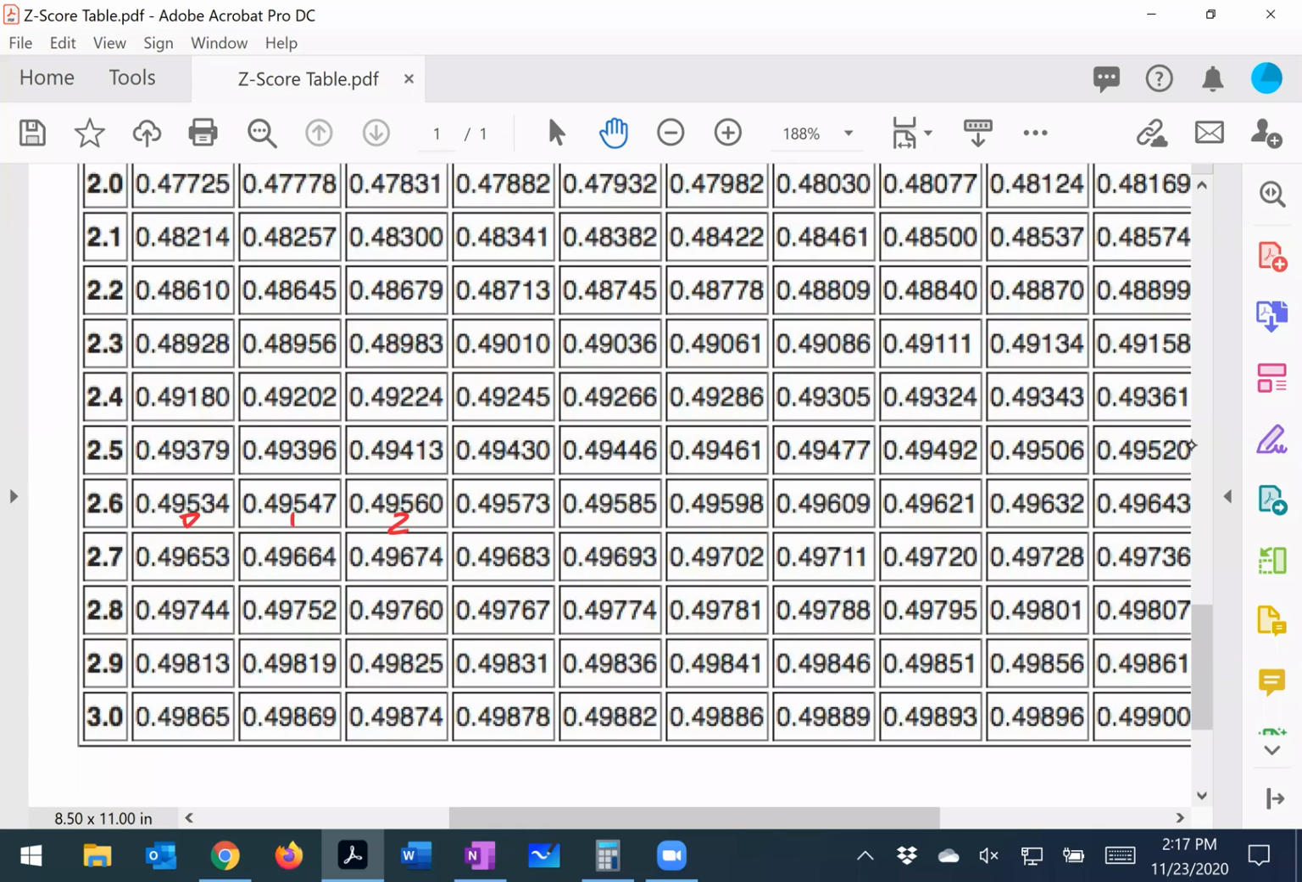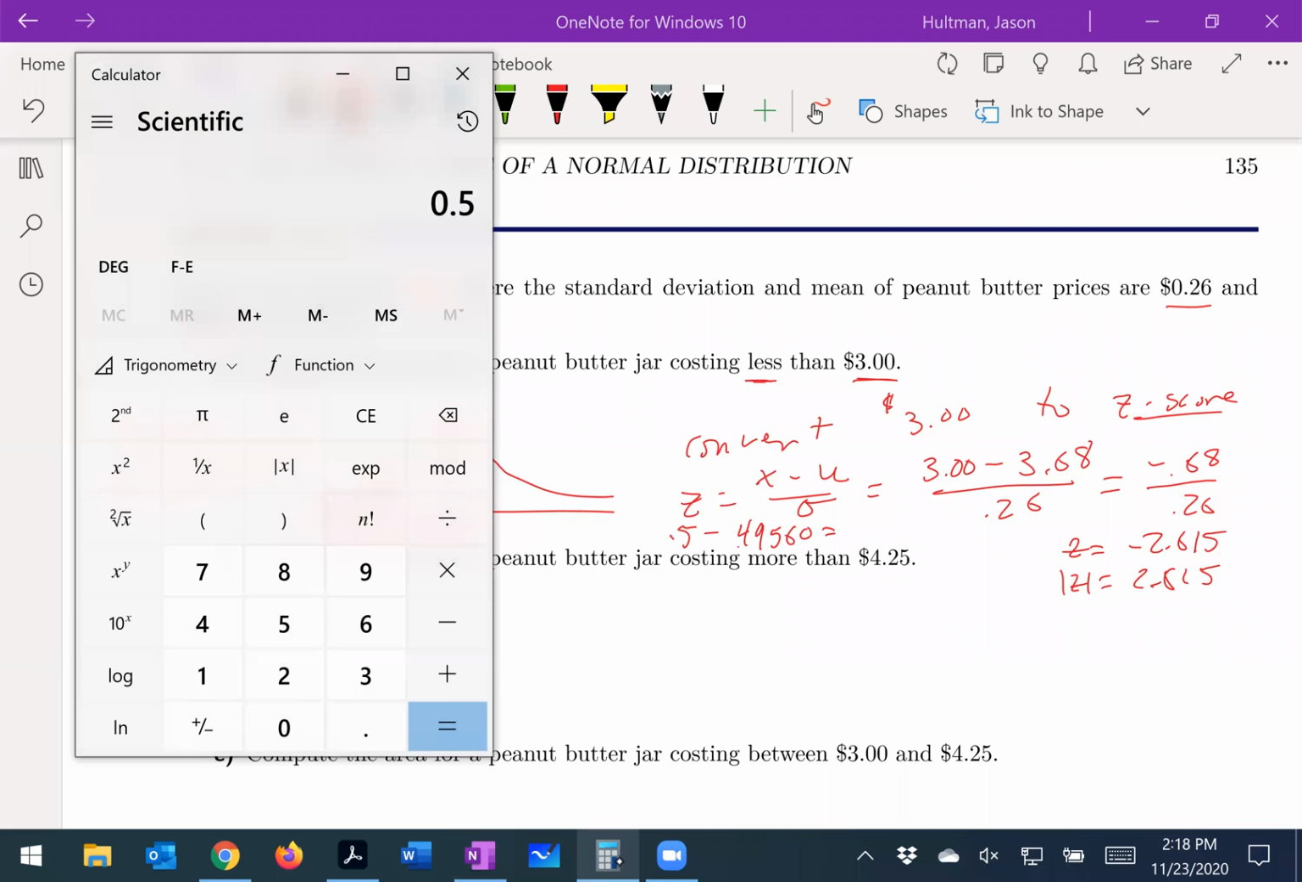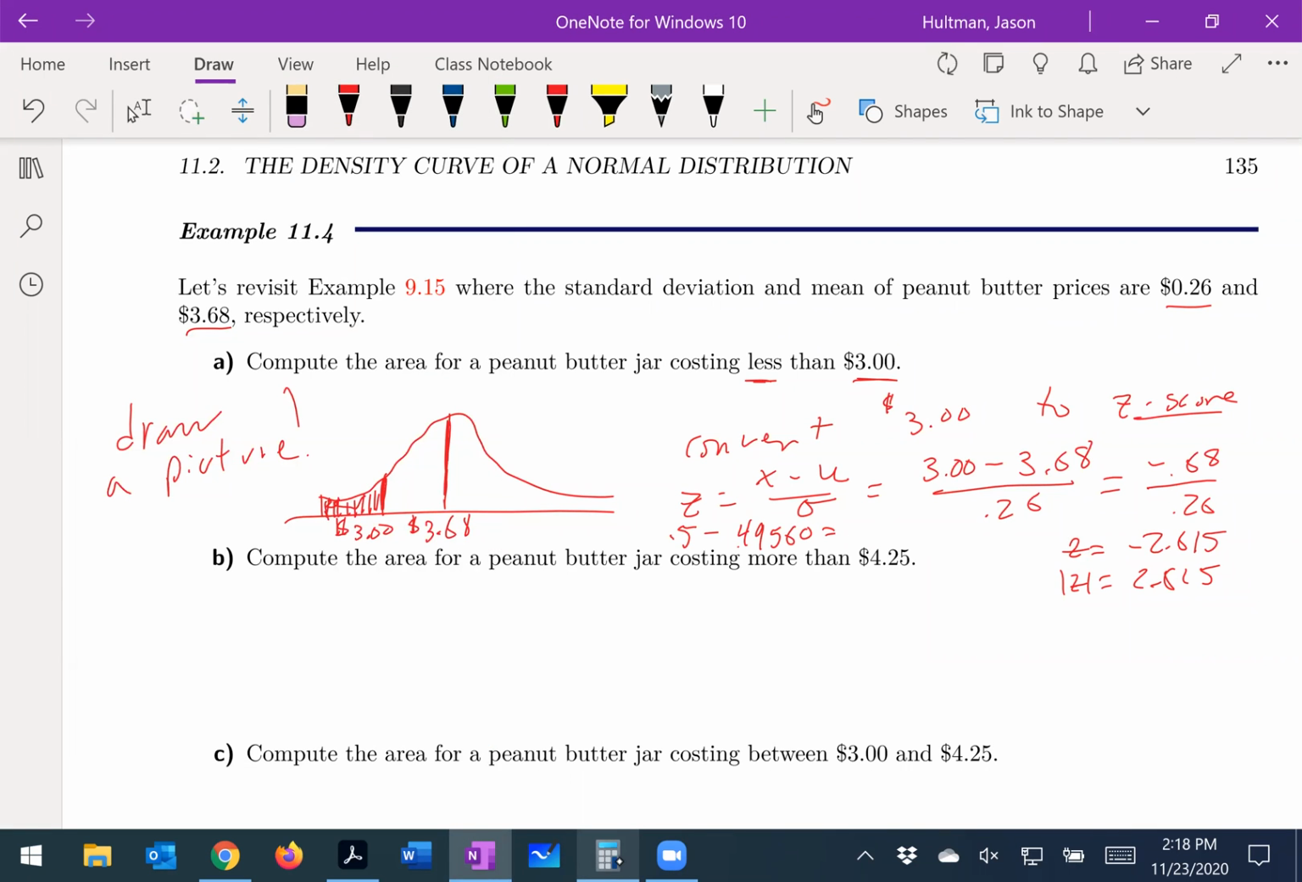It's 0.49560. Okay, so I'm going to grab this guy, 0.49560, and subtract him from 0.5. So 0.5 minus 0.49560, and that's going to equal 0.0044.